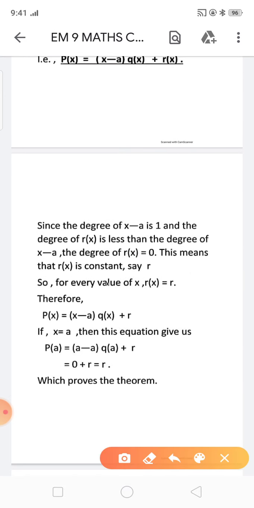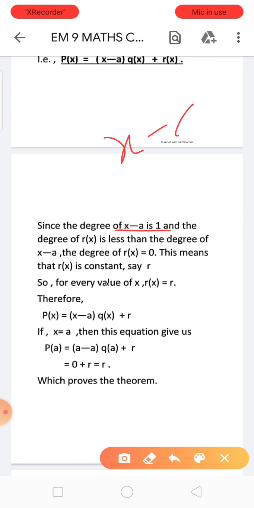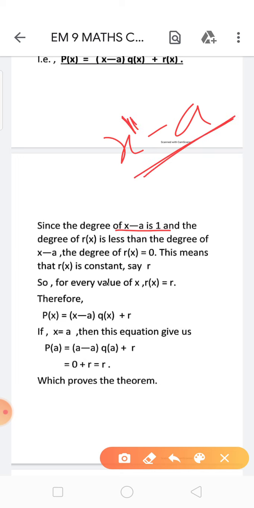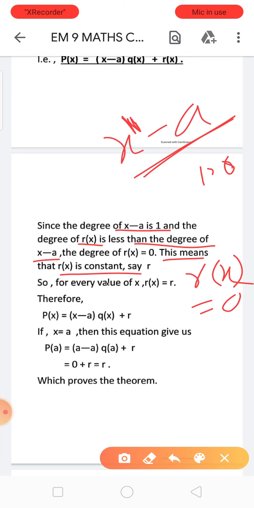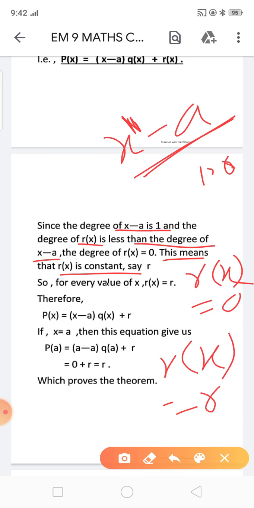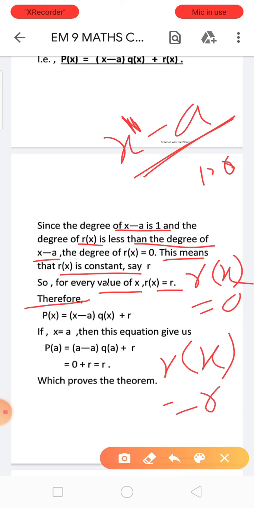Next, since the degree of x minus a is 1, the highest degree of this linear polynomial is 1, and the degree of r(x) is less than the degree of x minus a. The remainder is always of lesser degree than our divisor. Here the degree is 1, so less than 1 is 0. So r(x) is a constant term, and we say r(x) is r. So for every value of x, r(x) equals r. Therefore p(x) is written as p(x) equals x minus a multiplied by q(x) plus r.